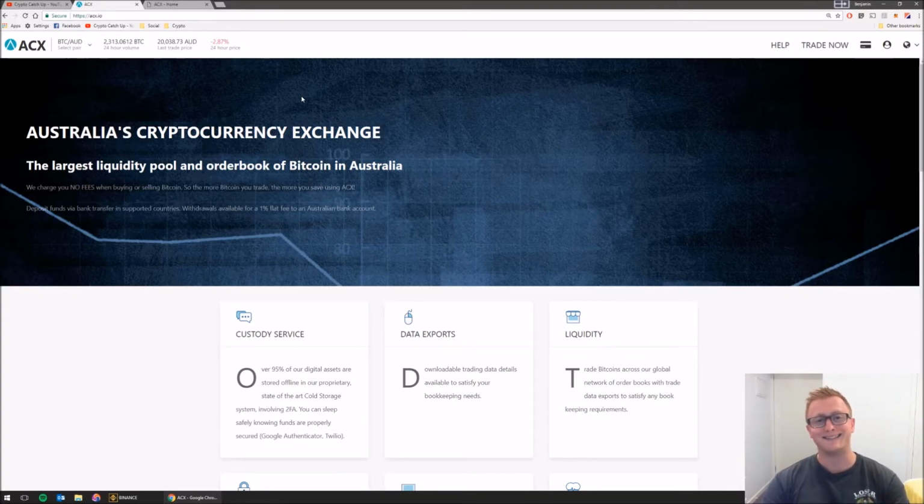Tonight we're going to be running through ACX.io, another cryptocurrency exchange in Australia. It's quite an interesting one because they make the claim of the largest liquidity pool and order book of Bitcoin in Australia. But not only that, what makes this platform even more interesting is these two sweet, sweet words: no fees. When you're buying or selling crypto, there are absolutely zero fees on this platform. The only fee you will pay is, like it said here, a 1% flat fee to convert it back to fiat, back to your Australian bank account. So let's go through this and have a look.